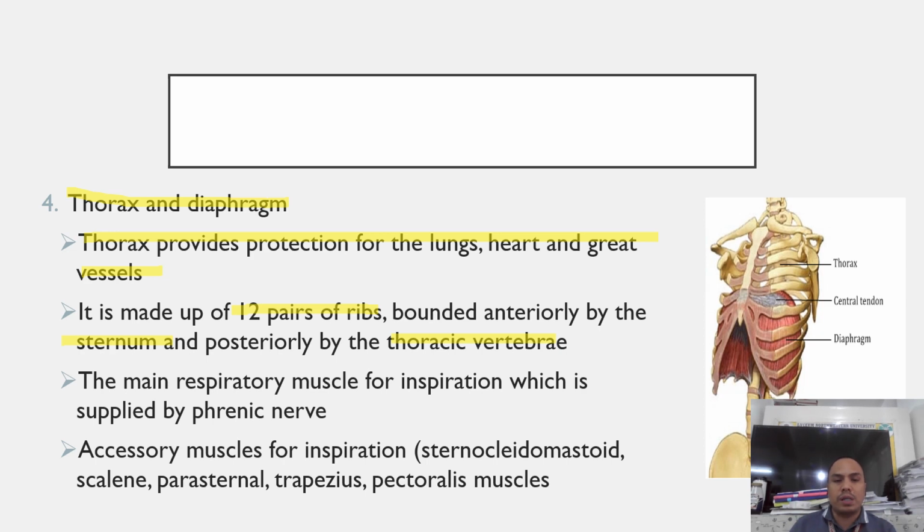The main respiratory muscle for inspiration is the diaphragm, which is supplied by our phrenic nerves, and the accessory muscles for inspiration are the sternocleidomastoid, the scalene, parasternal, trapezius, and pectoralis muscles.